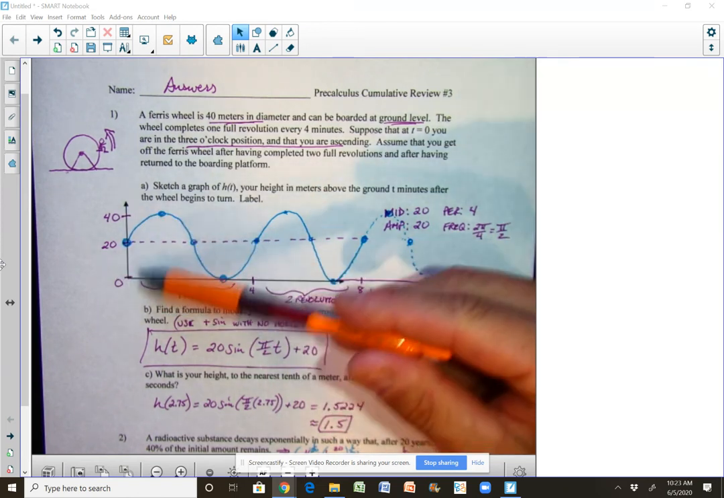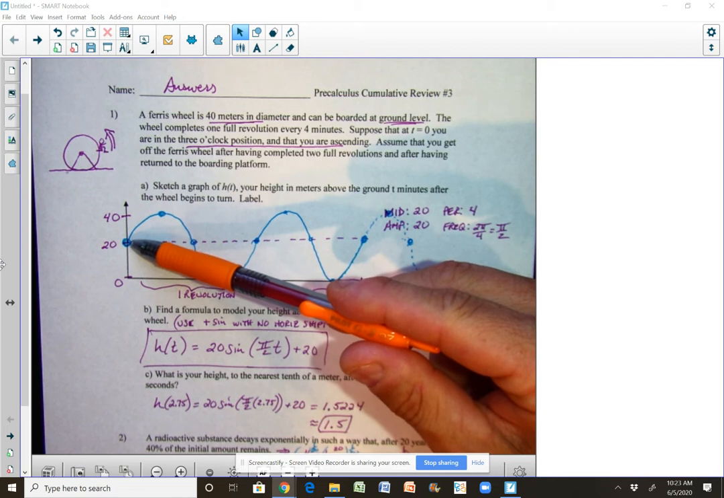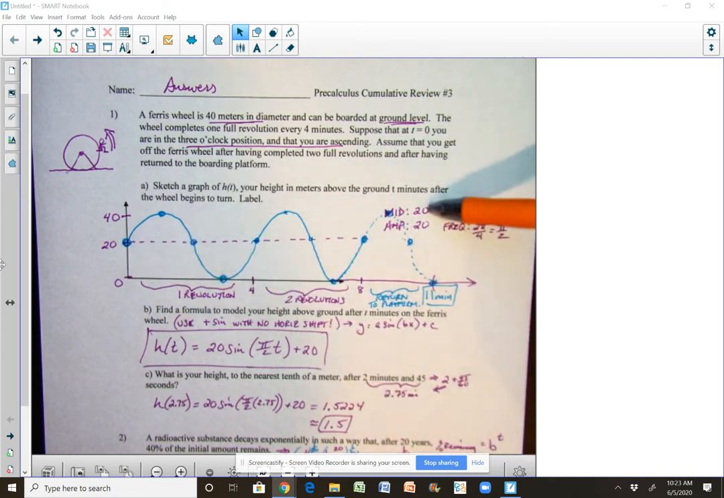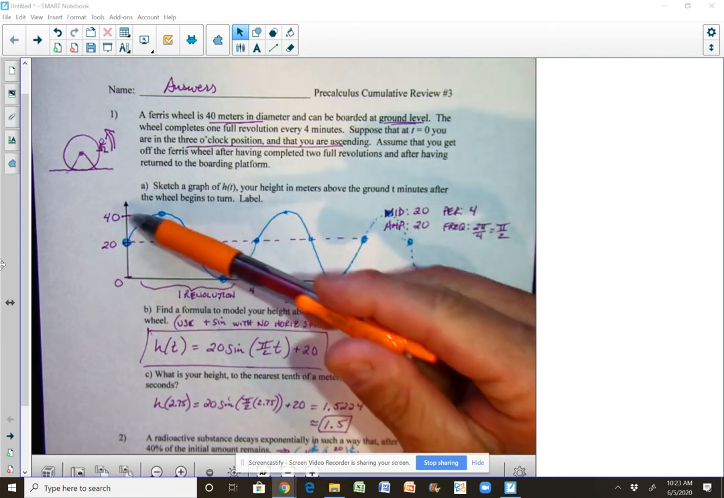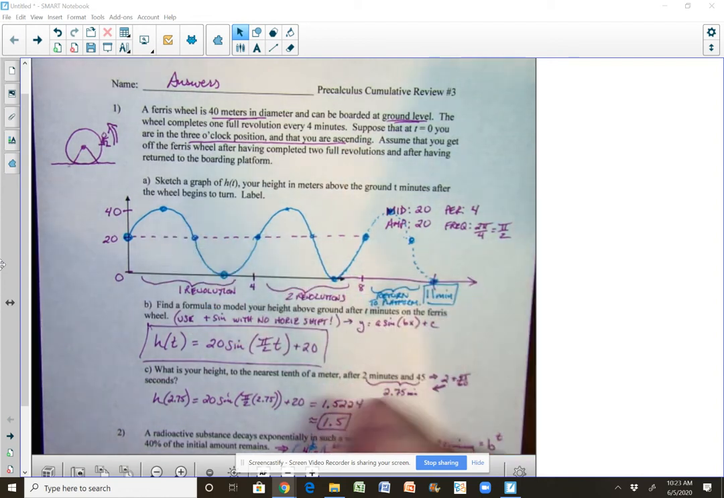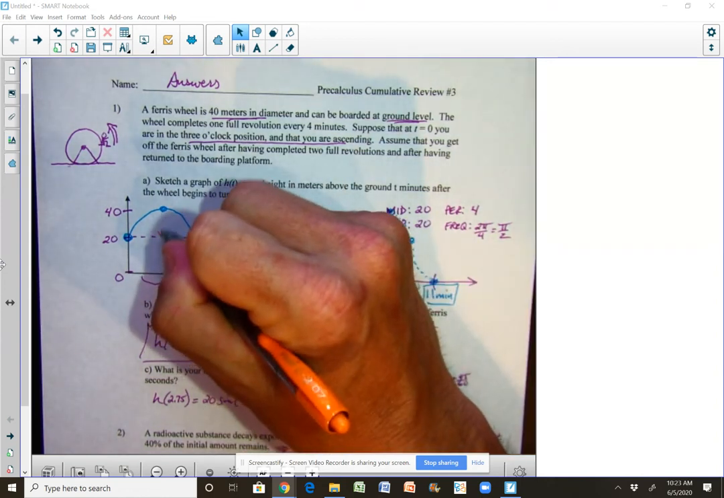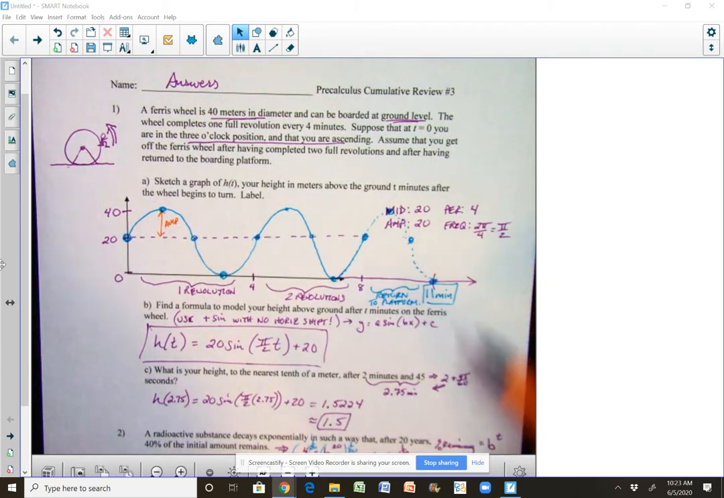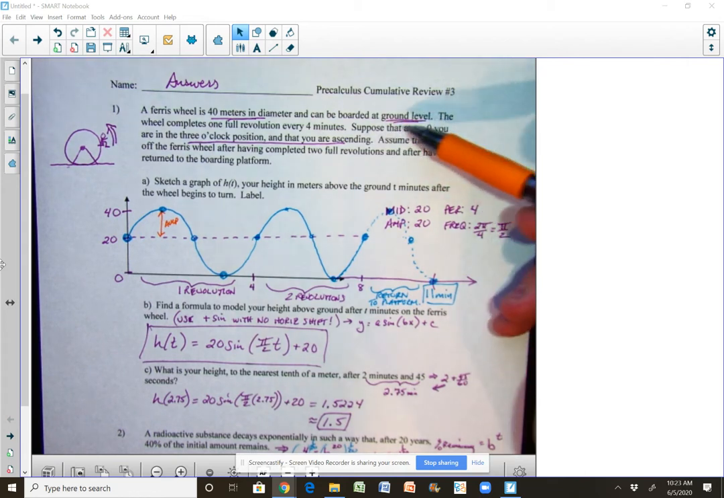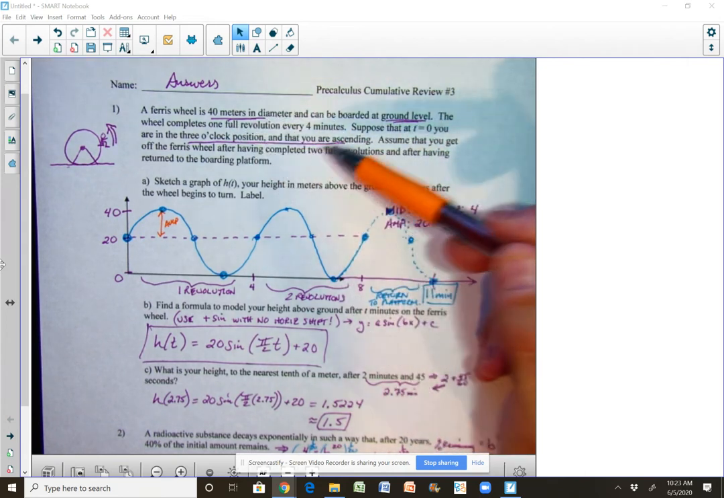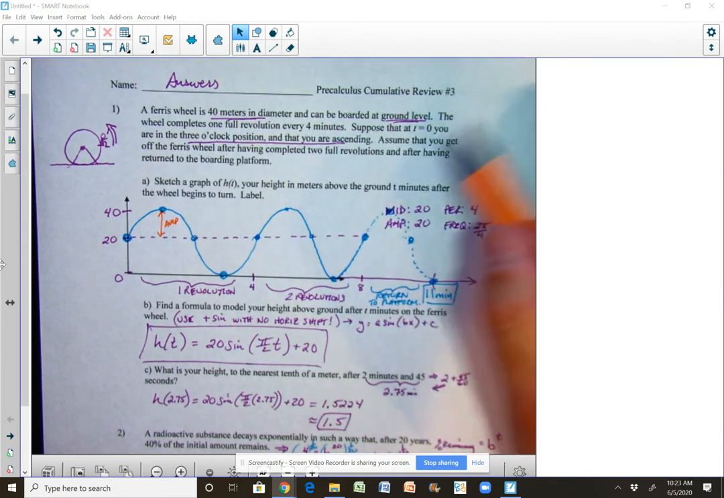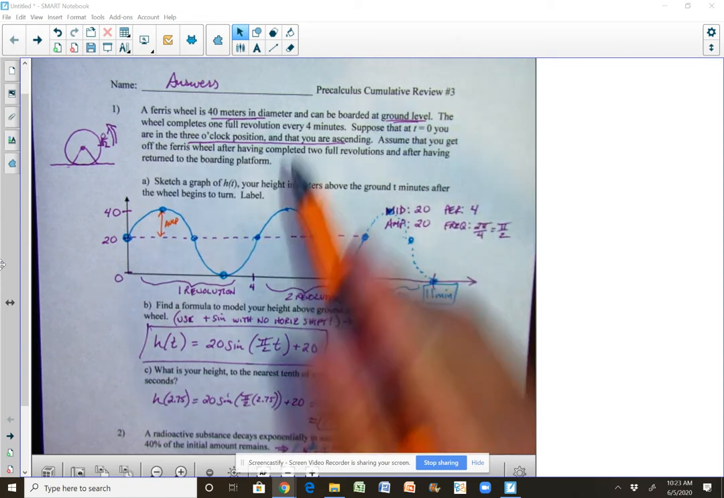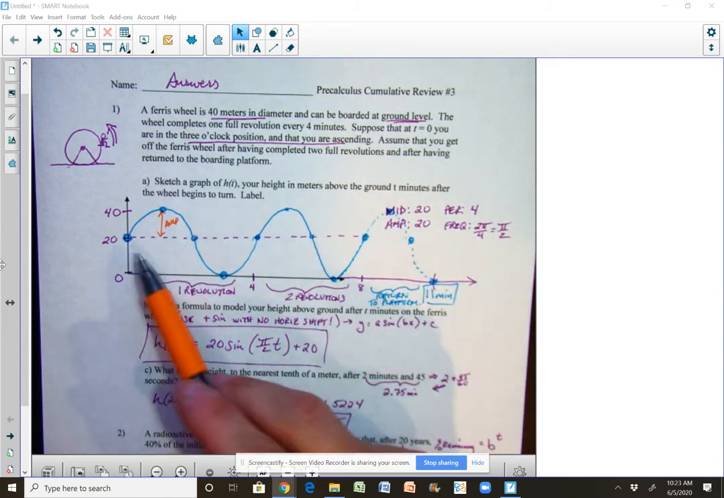So because it starts at 0 and goes up to 40, we know the midline is going to be 20. So we can figure out the midline pretty quick, the average of the high and the low. And then the distance between the midline and the highest point, remember, that's always going to be what we call our amplitude. So the amplitude's got to be 20 units as well. It takes 4 minutes, it says, to complete one revolution. So that 4 minutes is going to be the one cycle.